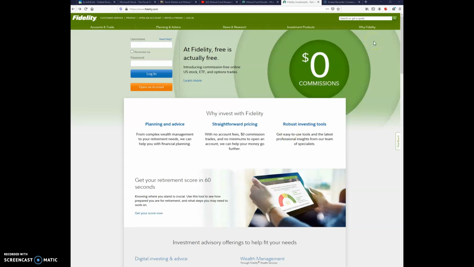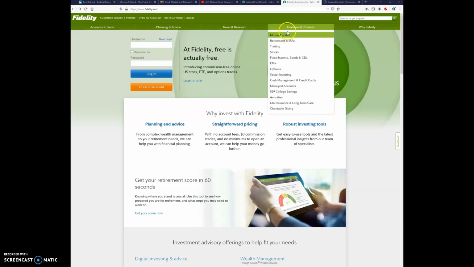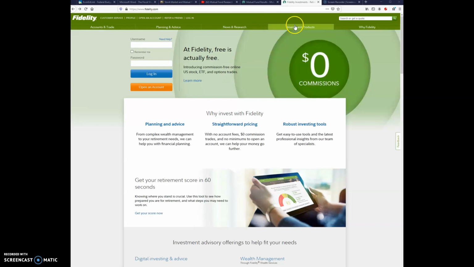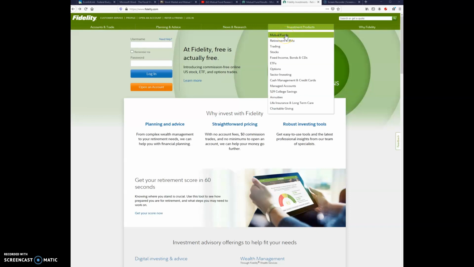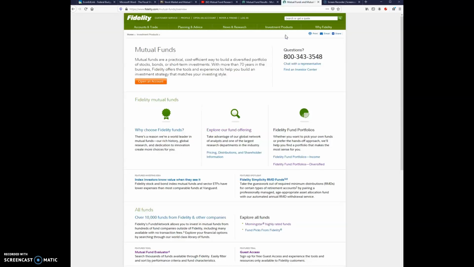Let's have an overview of searching for mutual funds that you might want to invest in. This has been a question we've had in class. I'm just going to use a service provider. There are many companies. I'm using one I'm familiar with. Okay, so I went to fidelity.com, investments, mutual funds.